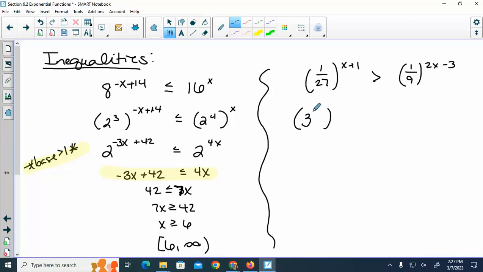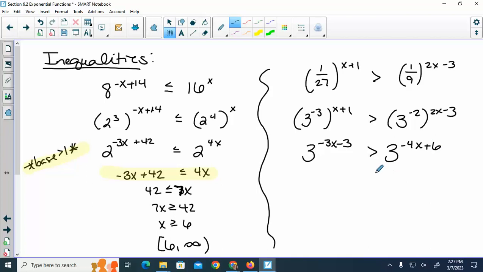So 1/27 is 3 to the negative third. 1/9 would be 3 to the negative second. So 3 to the negative 3x minus 3 is greater than 3 to the negative 4x plus 6. Because my base is bigger than 1, we can just drop it and keep the inequality as it's written. So we would have negative 3x minus 3 is greater than negative 4x plus 6.